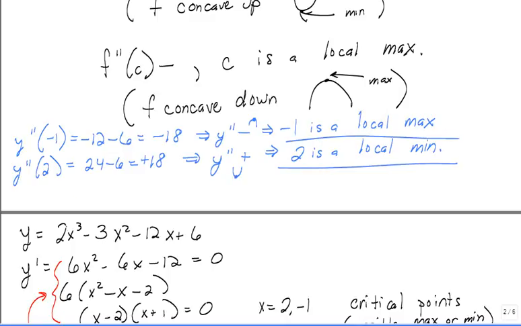Now, you don't do that for the inflection points. You just do that for these things here, which are called critical points. And the second derivative tells us whether we have a max or a min. Okay, so hopefully you can see how we can use these derivatives to graph.